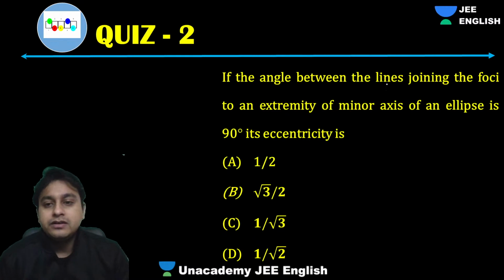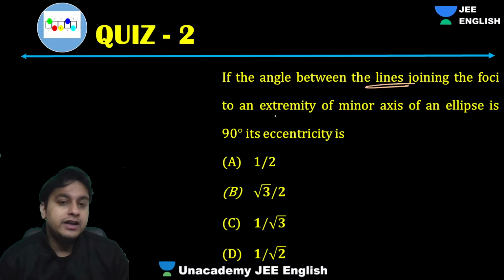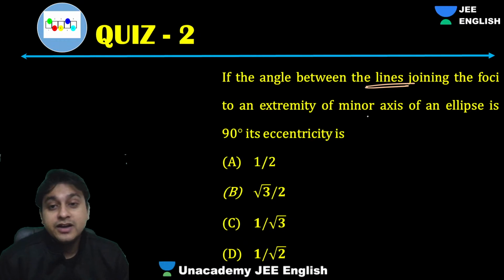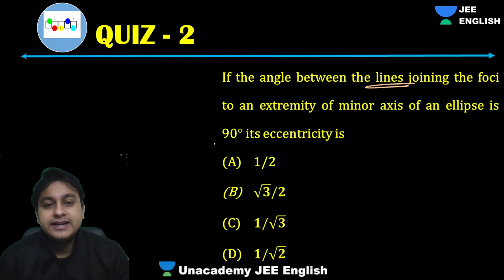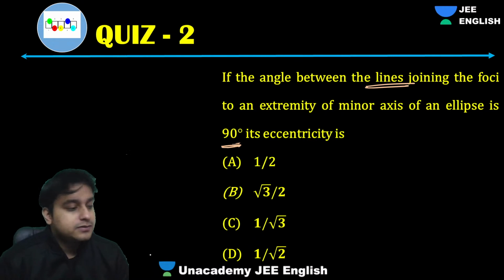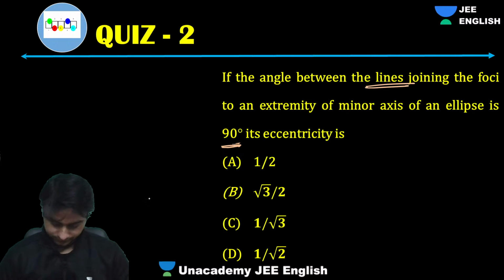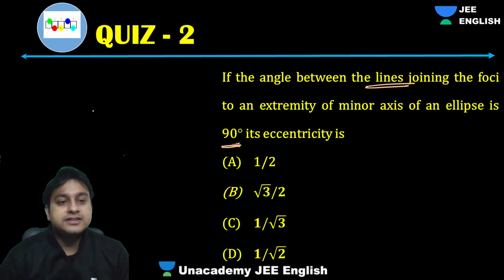If the angle between the lines joining the foci to an extremity of the minor axis of an ellipse is 90 degrees, its eccentricity would be what? So I'll explain the question, guys.